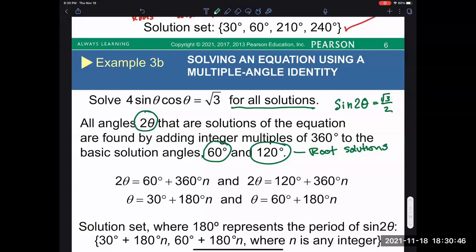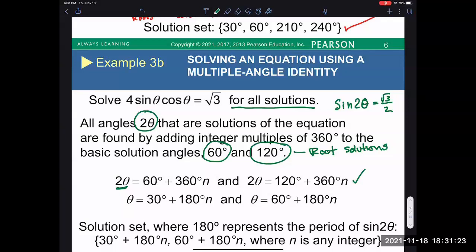So what that means is if I take those root solutions for sine and I add the period of sine to any of those, then 2 theta in that new angle will still give me square root of 3 over 2. So that means that 2 theta can be equal to 60 plus any multiple of 360. And also 2 theta could be equal to 120 plus any multiple of 360, because if you add multiples of 360, then that new result for 2 theta will still give you square root of 3 over 2 when you plug it into the sine function.